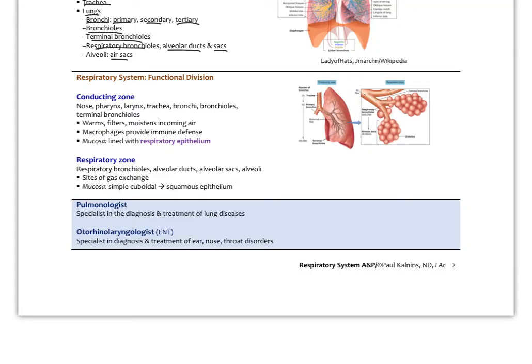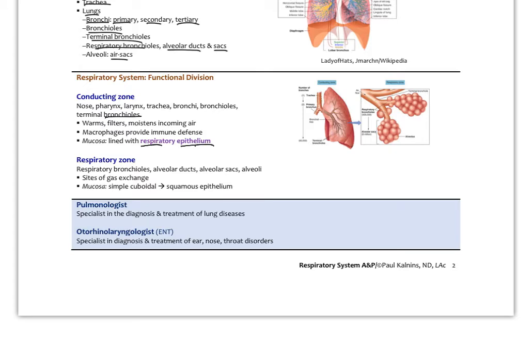Finally, another important division is the difference between what's called the conducting zone, which is basically from the nose all the way down to the terminal bronchioles. So that includes the pharynx, larynx, trachea, bronchi, and bronchioles. There's no gas exchange that happens with the tissues. This is purely tubes to warm, filter, and moisten the incoming air. There are local immune defenses, like macrophages, and we'll look at that in detail. The mucosa is lined with what is called respiratory epithelium, a very special type of epithelium. It's ciliated, and again, we'll look at that in detail.